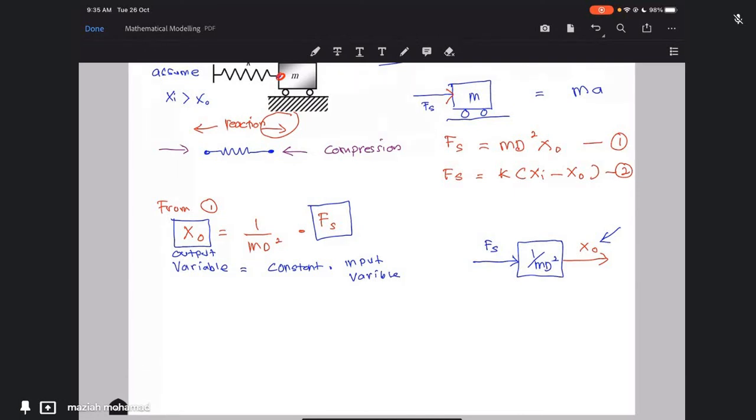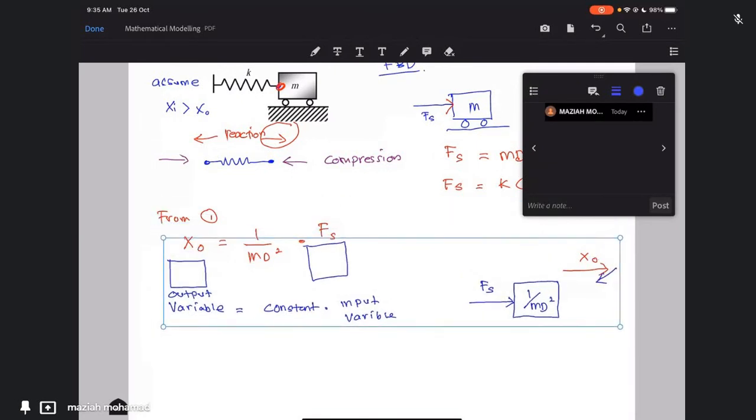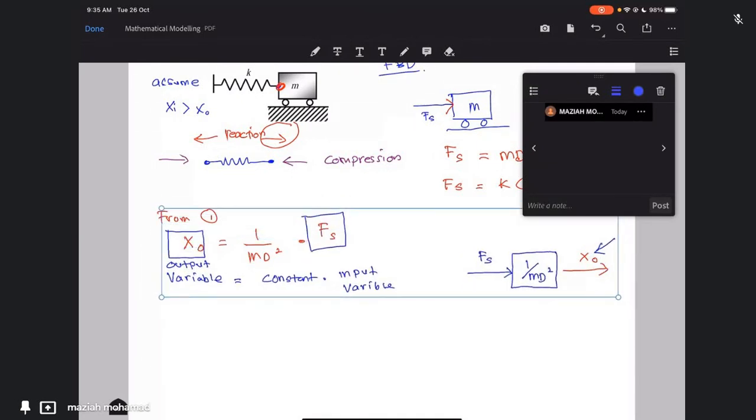Okay, next. We have to draw a block diagram for equation number 1. Next we need to solve for Fs, because now Fs has become the output arrow.